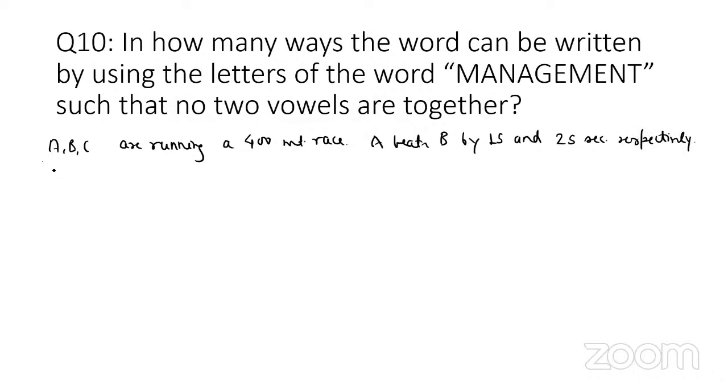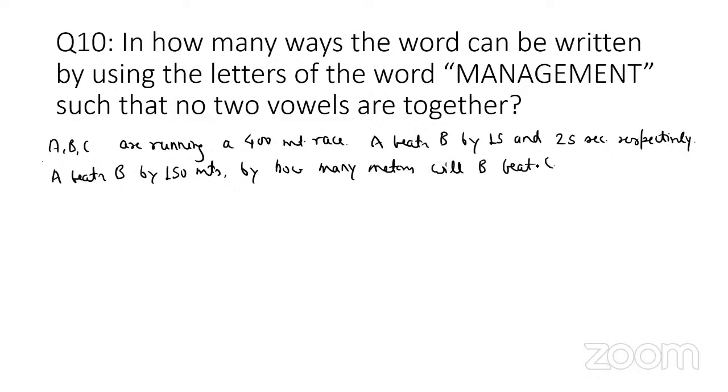And we are also given that A beats B by 150 meters. The question is, by how many meters will B beat C? Will B beat C? That is the question, right?